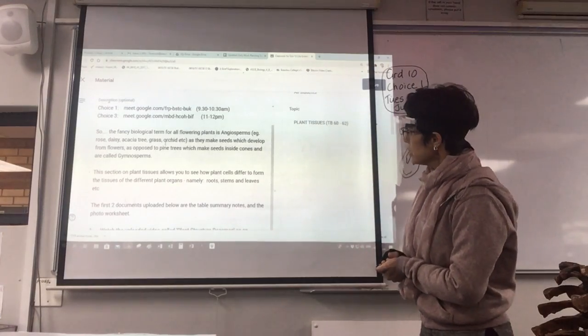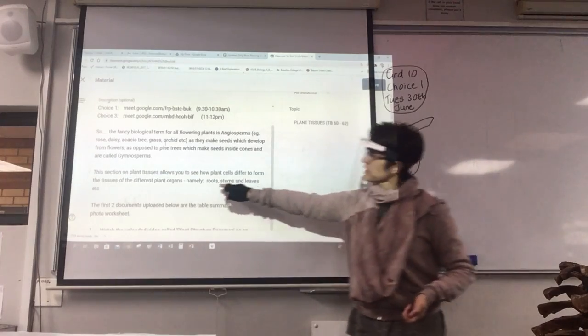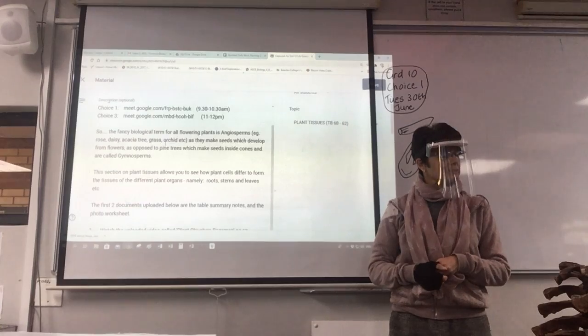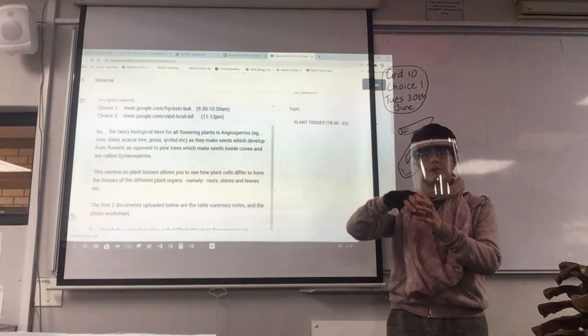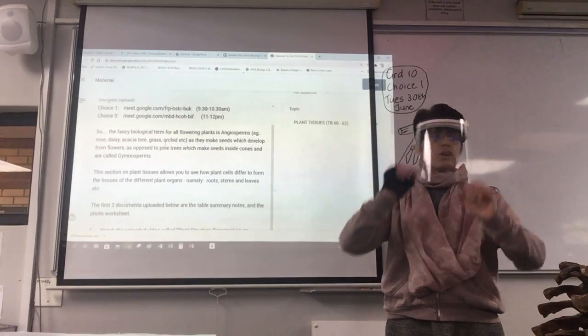Photosynthesis. All right, so that's what we're going to be doing. We're first going to look at the different tissues, and then we are going to try and put them together in what we call a stereogram, a three-dimensional diagram of a plant. And we're going to be colouring in and going mad.